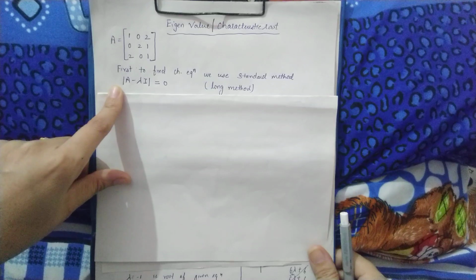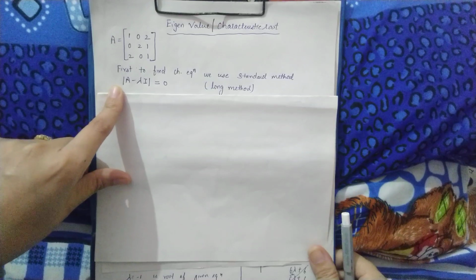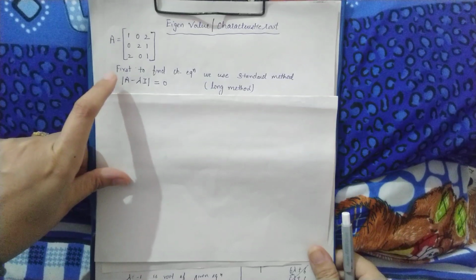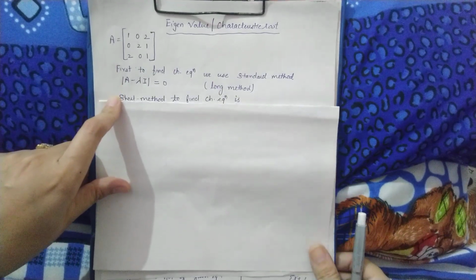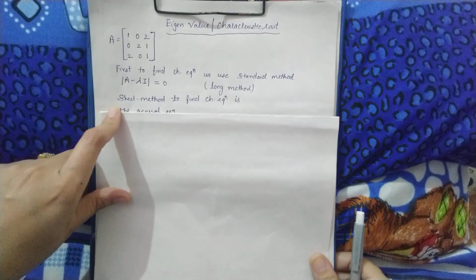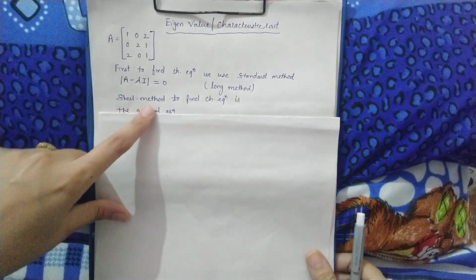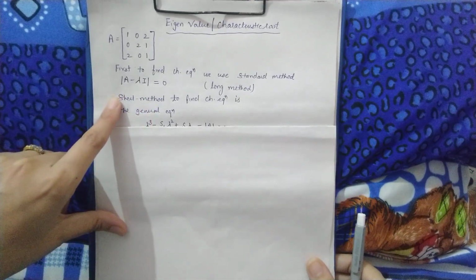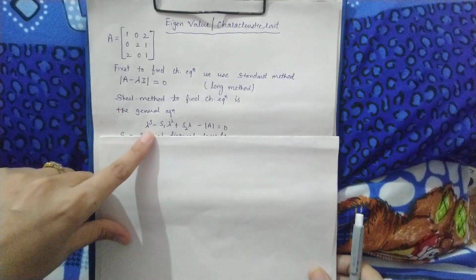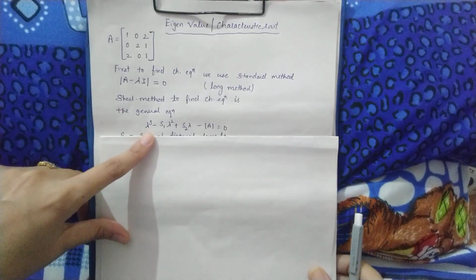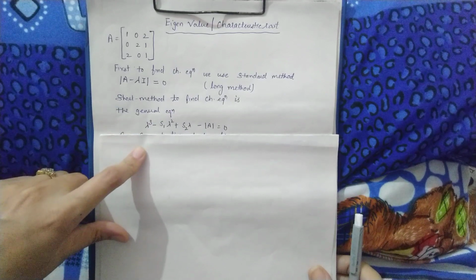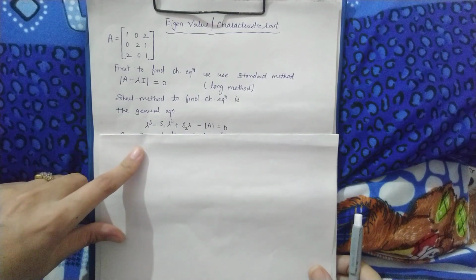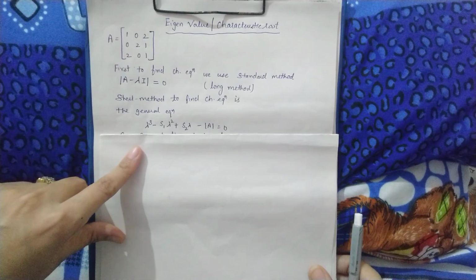So in the last video I taught you how to find the characteristic equation using a short method. What is the short method? I am giving a brief view of it. For this method you have to learn the general equation: lambda cube minus S1 lambda square plus S2 lambda minus A is equal to 0. You have to learn this first to find the characteristic equation.